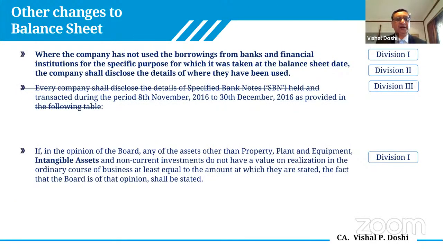Other information in the balance sheet. So first is where the company has not used the borrowings from banks and financial institutions for the purposes for which they were taken. ये as at balance sheet date reporting करना है, friends. So if it has been used after the balance sheet, before the signing of the financial statements, then also this reporting will come, because as at the balance sheet date, these funds which have been borrowed have not been used for the purposes for which they were sanctioned.